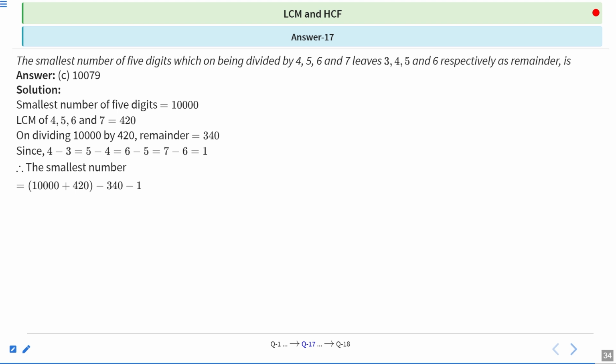But here the remainders were 3, 4, 5, and 6. And the difference of 4 and 3, 5 and 4, 6 and 5, and 7 and 6 was 1. So the number should be 10,000 plus 420 minus 340 minus 1. That is coming out to be 10,079. So option C is the correct answer.